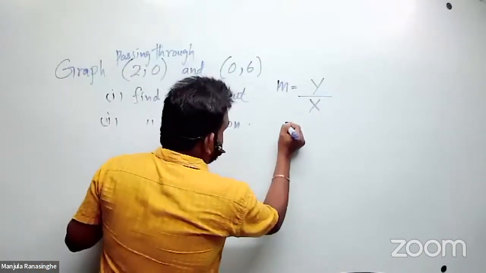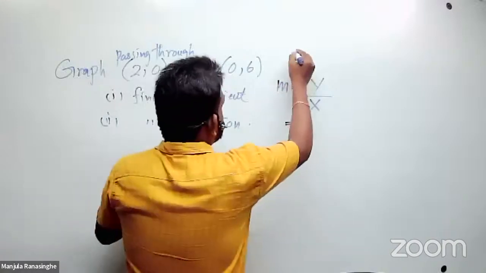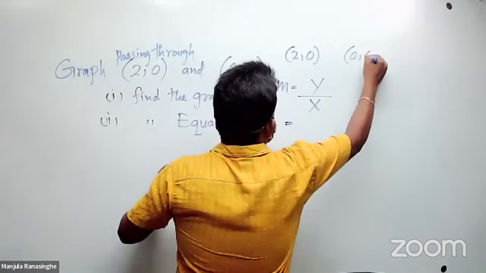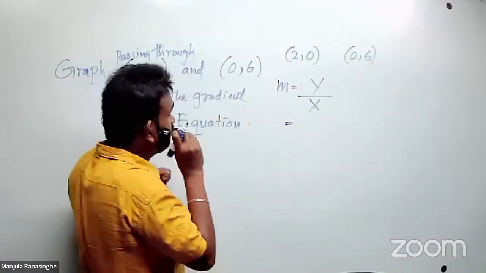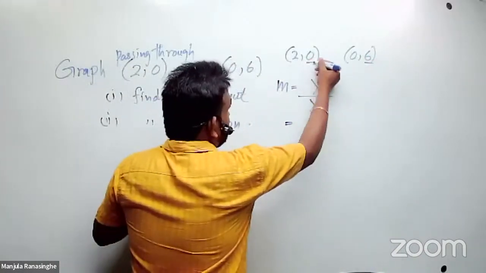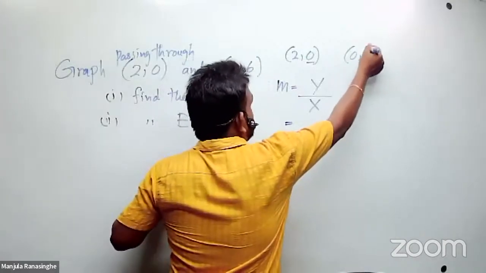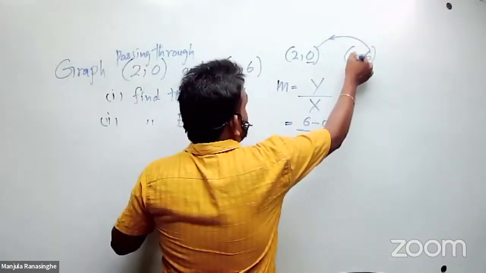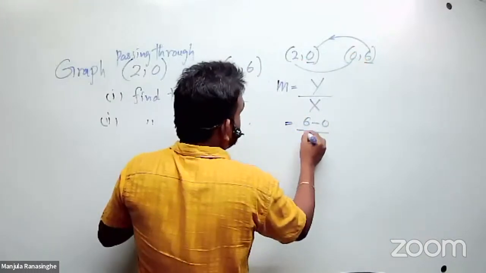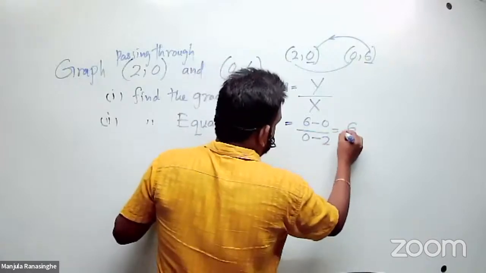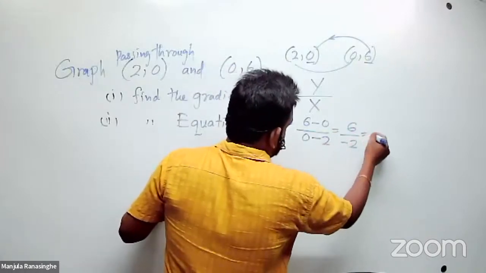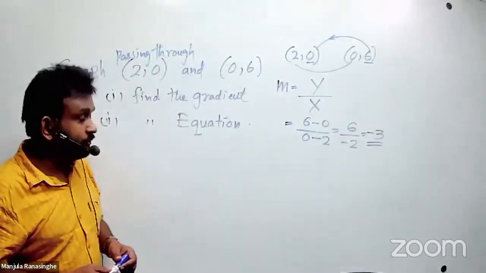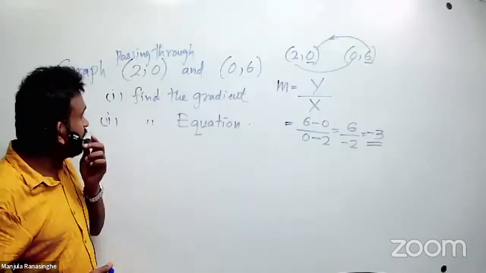Now you can see these are the 2 points. I will take 2 comma 0 and 0 comma 6. Catch up the y coordinates: y is 6 here, y is 0 there. So 6 subtract 0 upon the x difference, similarly 0 subtract 2. So it becomes 6 upon negative 2, which is negative 3. Okay, negative 3 is there. Fine, so the first part is done.